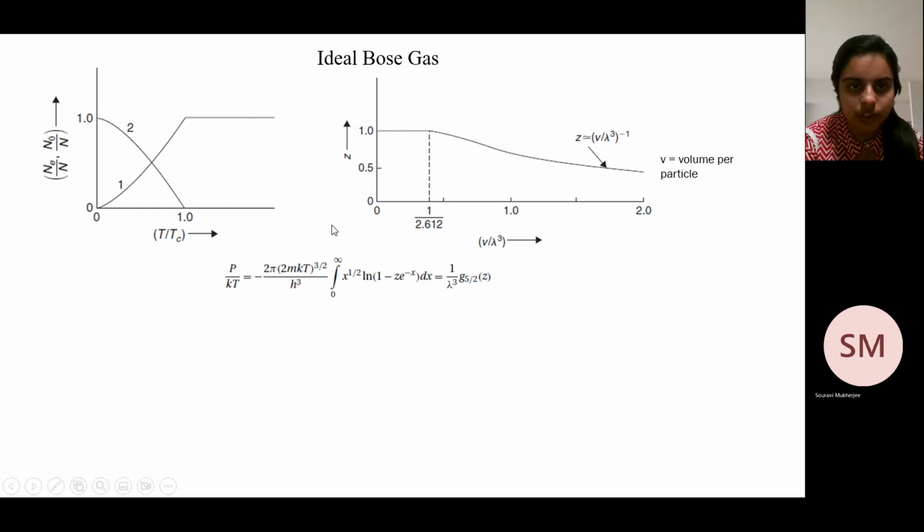So now this was your expression for P by KT. Okay, this was the expression that we had derived, right? What we will now do is see what happens for values of temperature less than the critical temperature and what happens beyond the critical temperature, right?